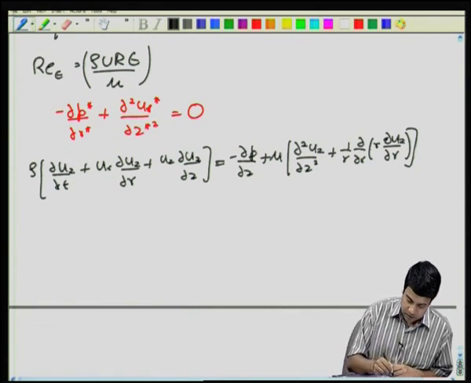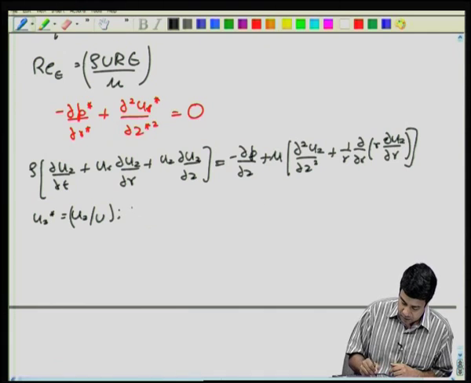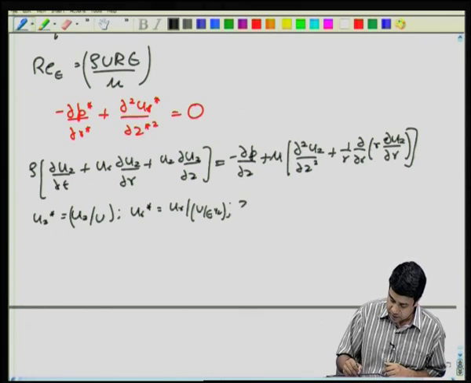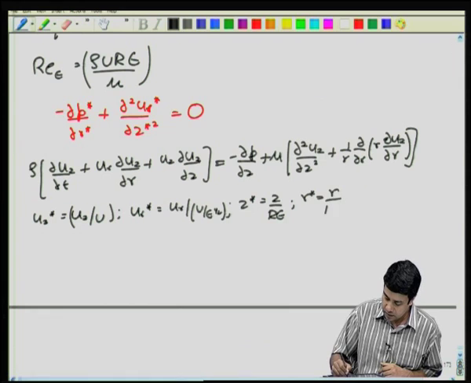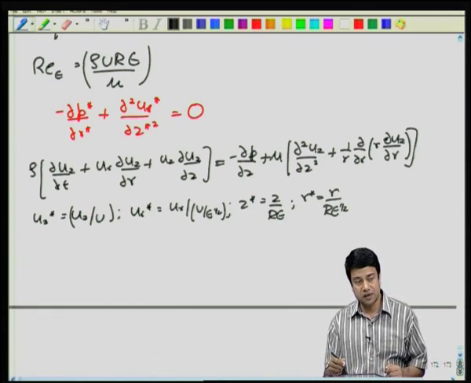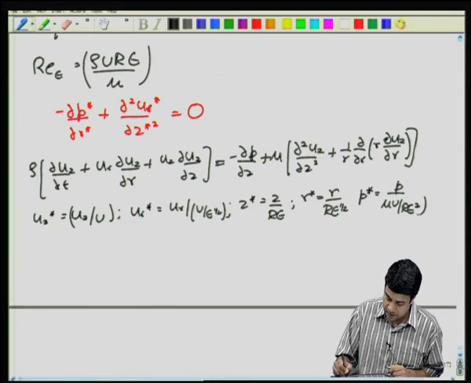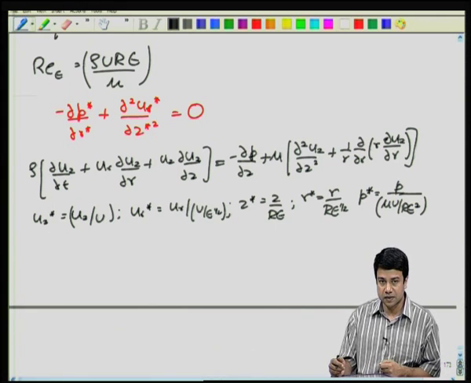Once again I substitute. U z star is equal to u z by u, u r star is equal to u r by u by epsilon power half. Then z star is equal to z by r epsilon, r star is equal to r by r epsilon power half, and we had just got the scaling for the pressure. P star is equal to P by mu u by r epsilon square. Note the pressure is very large, it is going as mu u by r epsilon square. It is a very large pressure in this case.